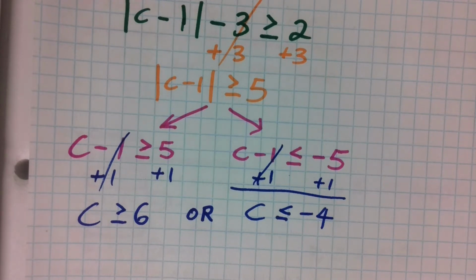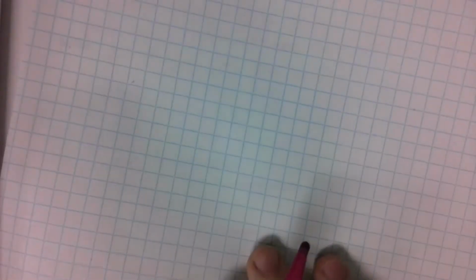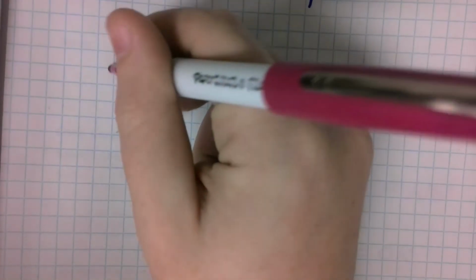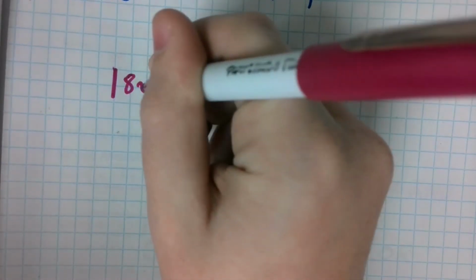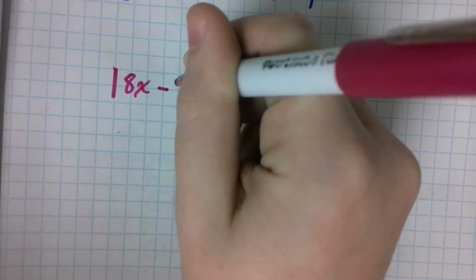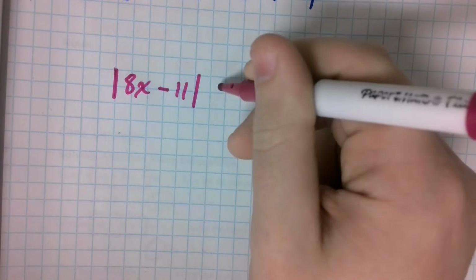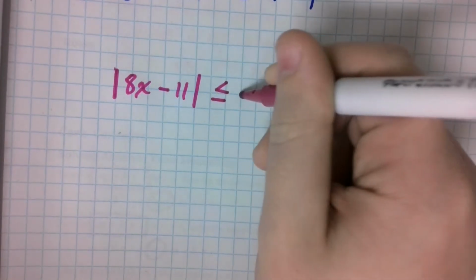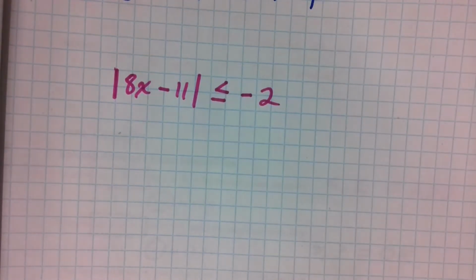There is one more problem type that we would see in day 1 of this lesson that I want to talk about real quick. And that is, in the Big Ideas homework, you might have seen a problem that looks something like this. Let's say we had the absolute value of 8x minus 11 is less than or equal to negative 2.